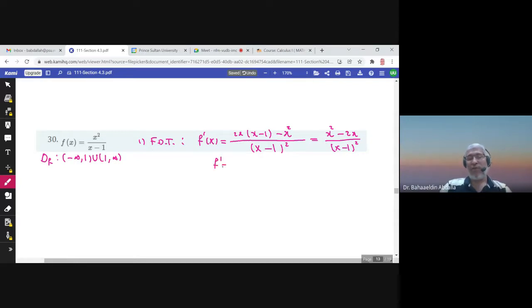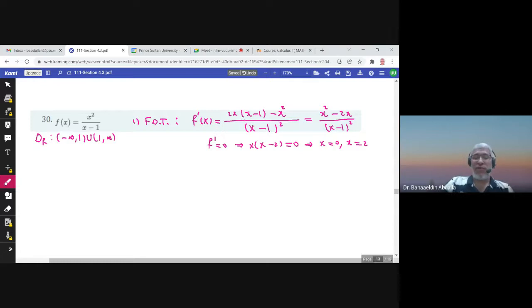So f prime is 0 if I take x as a common factor from x squared minus 2x times x minus 2 is zeros. So when x is 0 and x is 2, these are the two zeros of f prime.